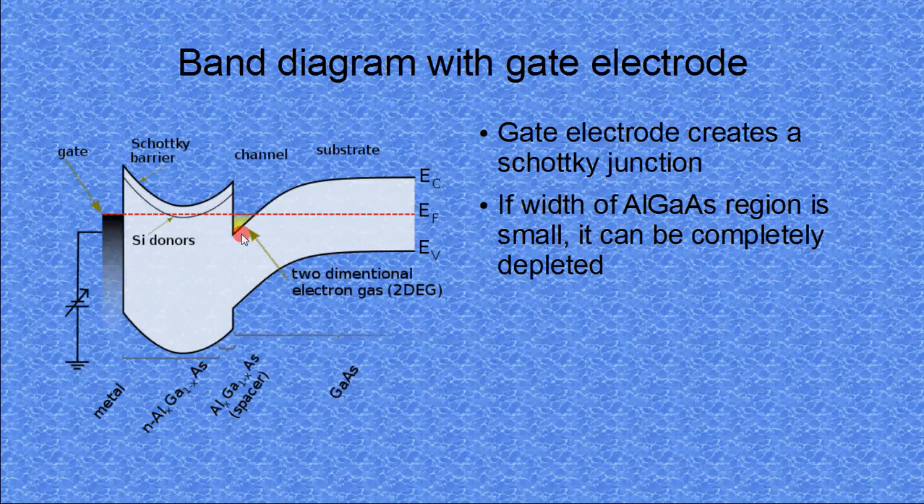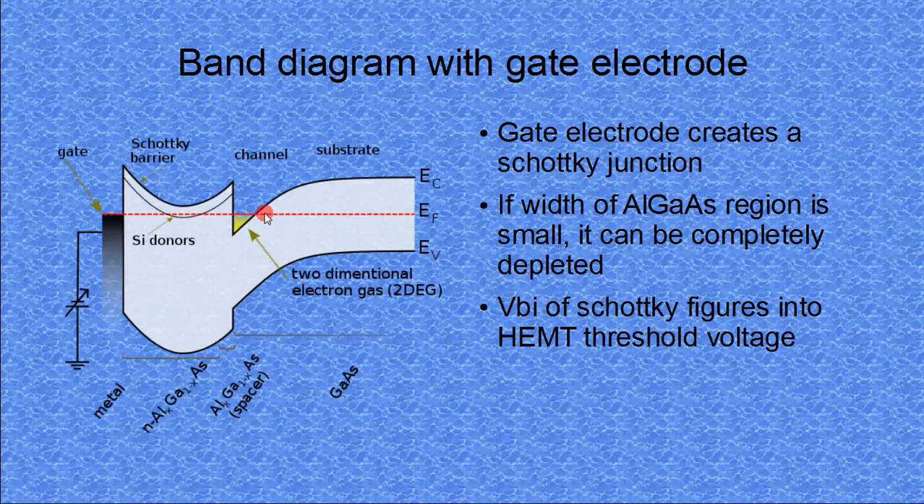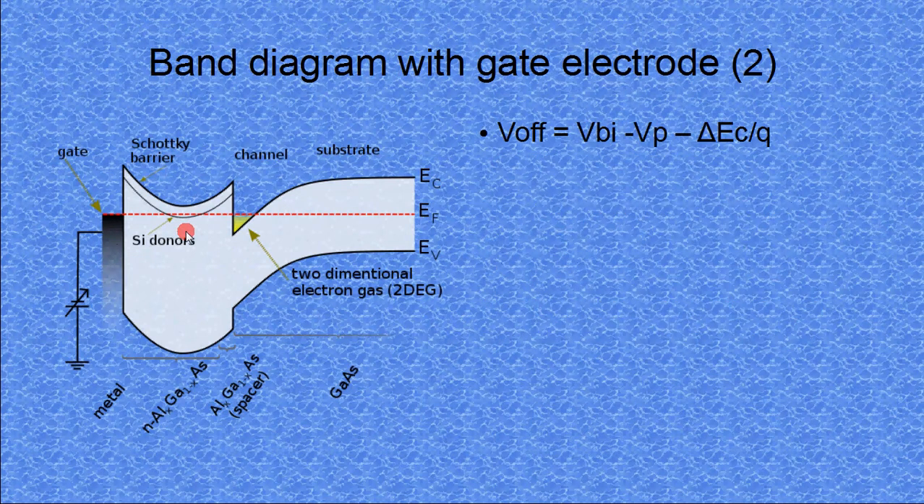Now we see that the VBI, the built-in potential for the Schottky barrier, comes into the picture. It comes into the threshold voltage for our HEMT device. If we go about deriving that, we have the built-in potential for the Schottky diode. We have the pinch-off voltage, which is defined by how deep this depletion region goes. And then we have the delta EC, which is the difference between the conduction band levels, and we have to divide by q to get potentials.